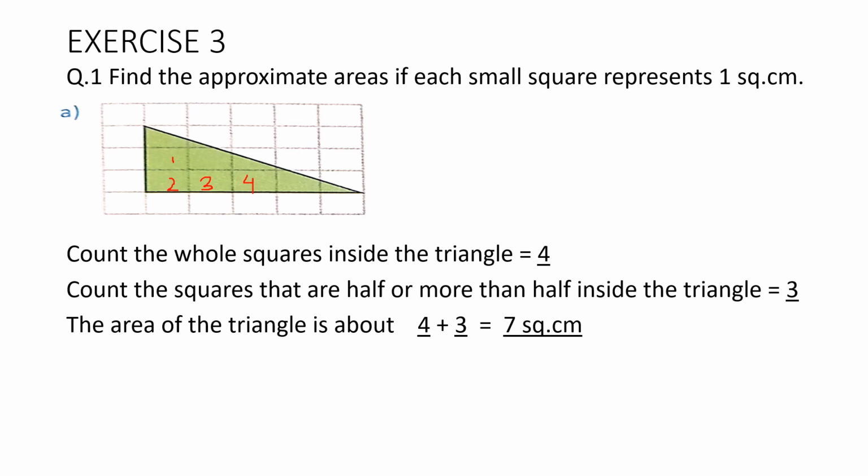As we can observe here, this is more than half, that is 5. This is also more than half, that is 6, and it is also, we can see, somehow equal to or more than half, so that is 7. So total area of the triangle is about 7 square centimeter.